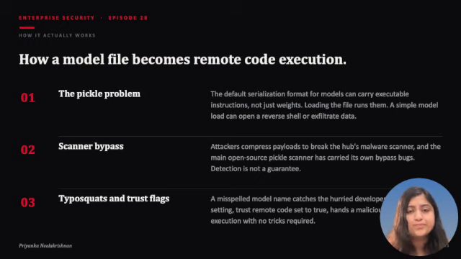Number 3, typosquats and trust flags. A model name that is one character off from a popular one catches the developer in a hurry. On a single setting, trust_remote_code set to true hands a malicious model full code execution with no clever tricks required at all.